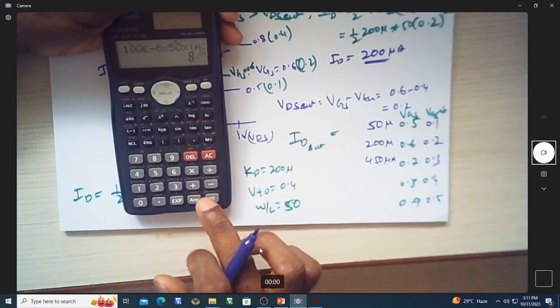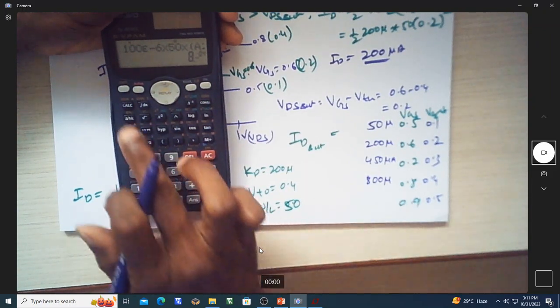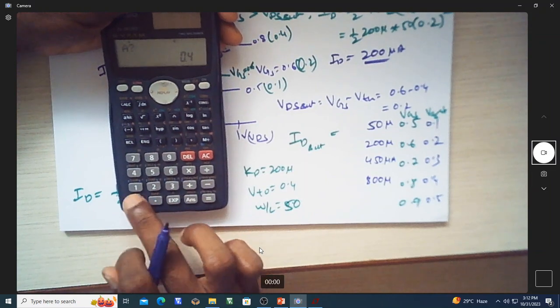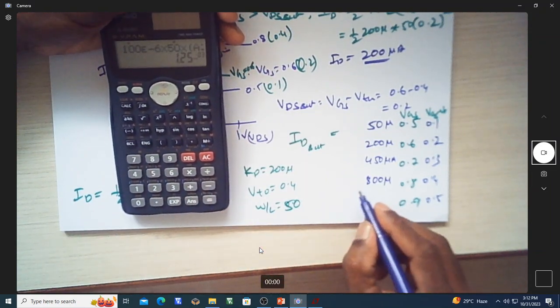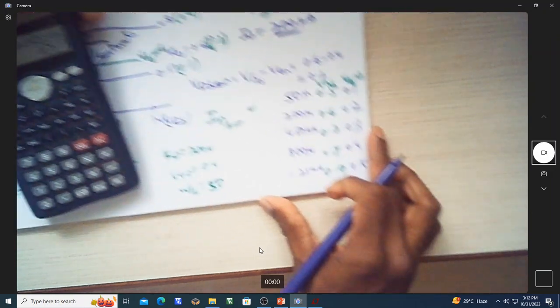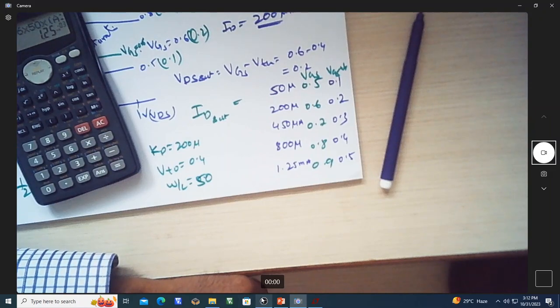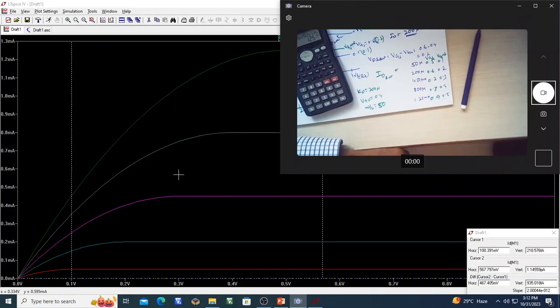0.4 it is 800 micro, and for 0.5 it is 1.25 milli. These are the currents I should get in saturation region. I'll go back here. Let me just put them side by side.